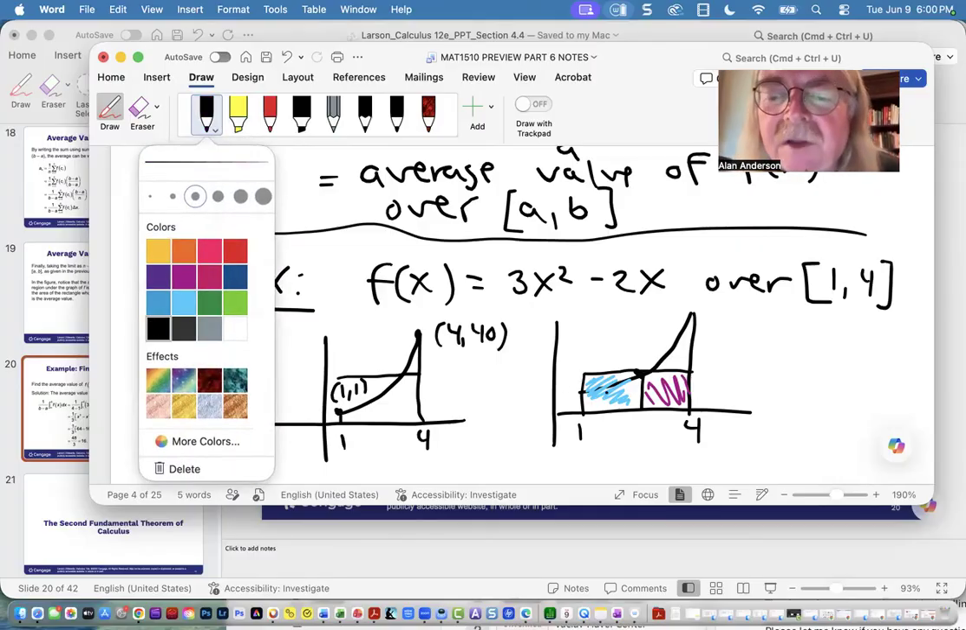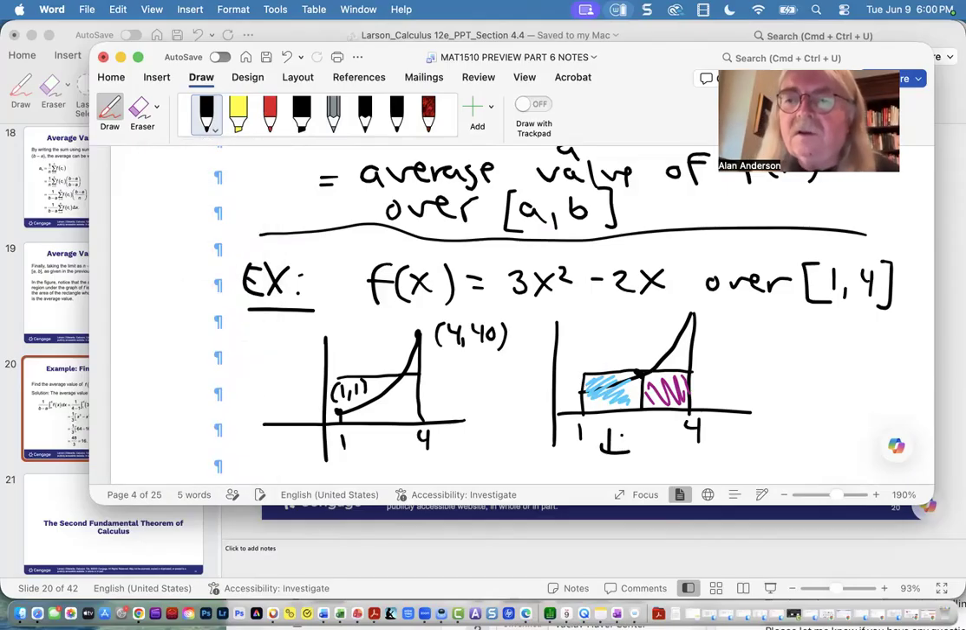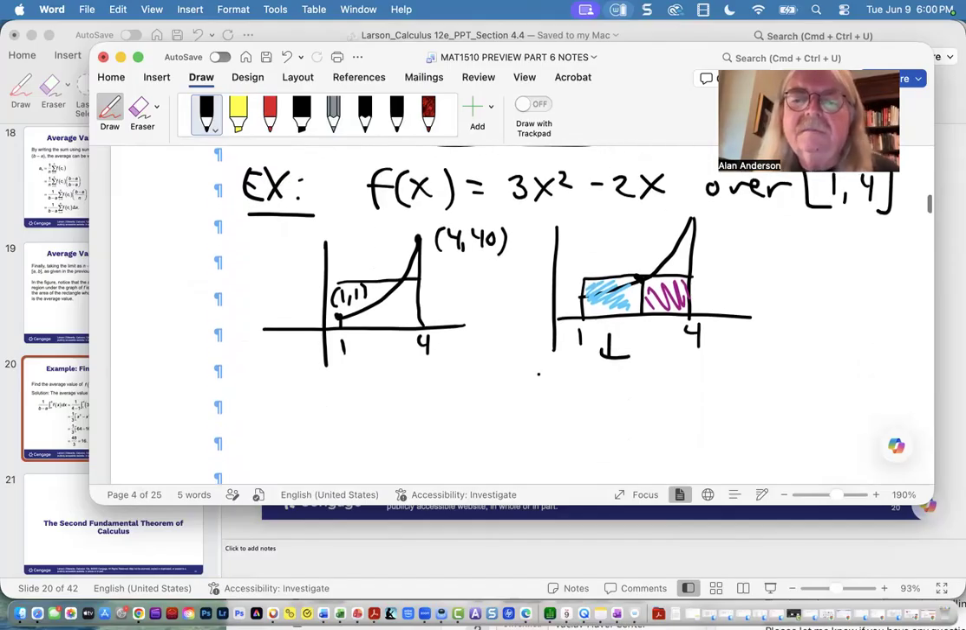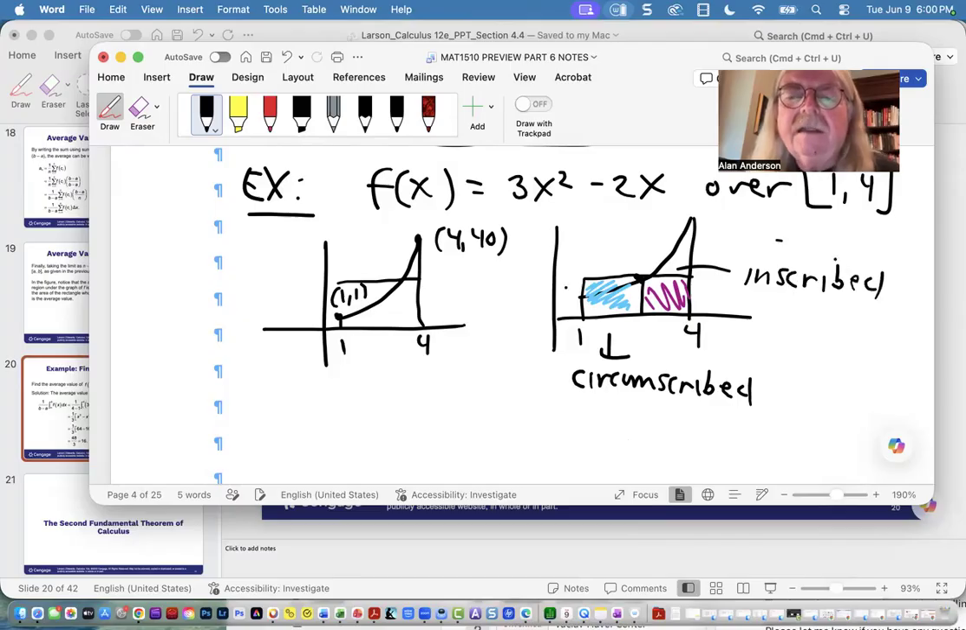So anyway, obviously the rectangle on the left is circumscribed because it's taller than the curve, and the one on the right is inscribed. And where they meet, that would be our average. Okay, so it's 16, but they want us to see why.